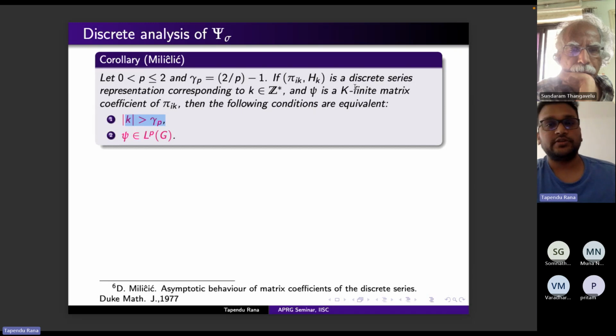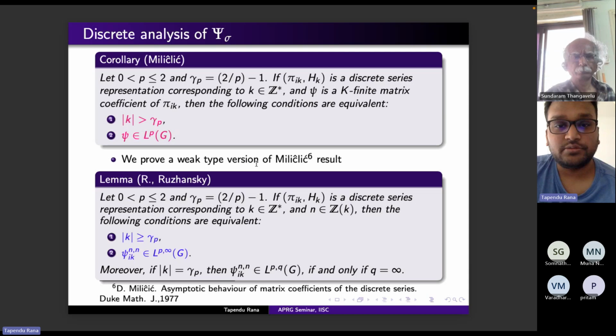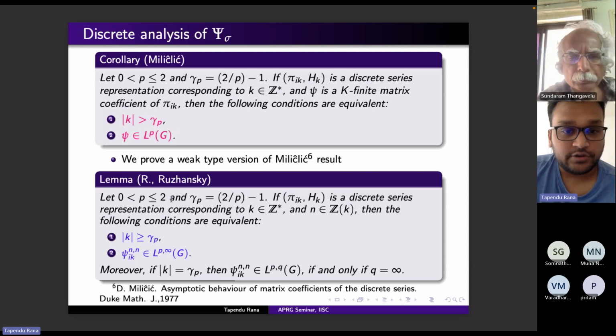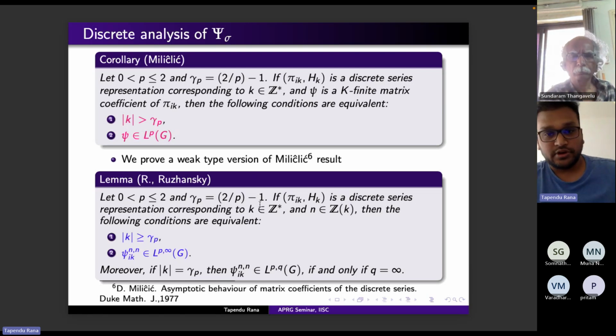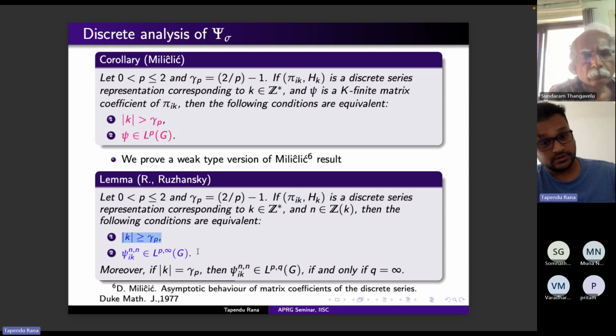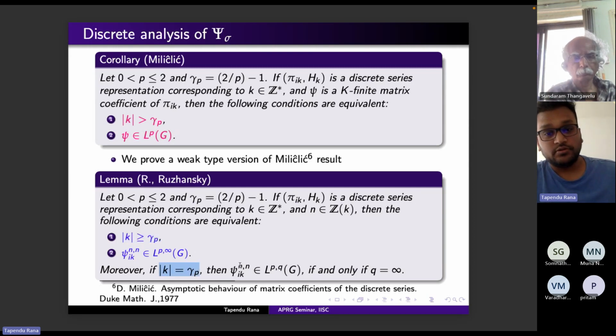So that forced us to investigate some representation theoretic problems in the case of SL2R. Particularly, we were interested in what happens at mod k equal to gamma p. What can you say about the representation matrix coefficient of the discrete Fourier transform? In fact, we proved this weak type version of the Kunze-Stein type result in the case of SL2R: if we take 0 less than p less than or equal to 2 and gamma p equal to 2 by p minus 1, then mod k greater than or equal to gamma p if and only if psi I k n belongs to L p infinity G. In fact, if we take mod k equal to gamma p, then we prove that psi I k n belongs to L p q G if and only if q equal to infinity. That is, it won't belong to L p q for any q less than infinity. And you can replace this n with any m not equal to n; this result still holds.